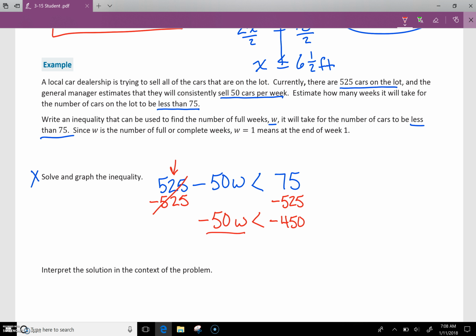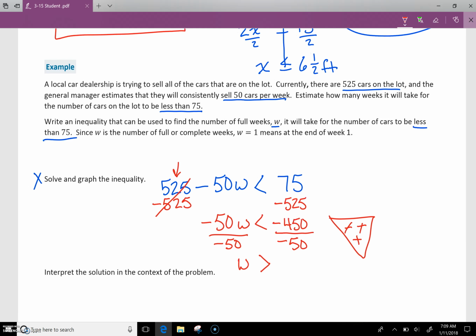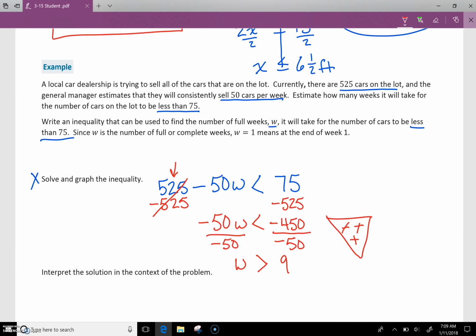Next step is to divide by negative 50. Now remember yesterday, when you divide by a negative, you flip this inequality symbol. And so we're going to get W is greater than, and then we'll do negative 450 divided by negative 50. So since we're dividing two negatives, we're going to get a positive answer of 9. So W is greater than 9 is our solution.